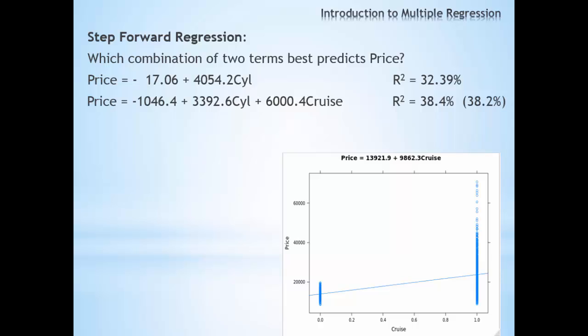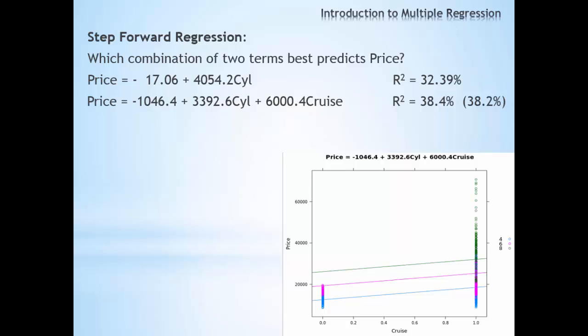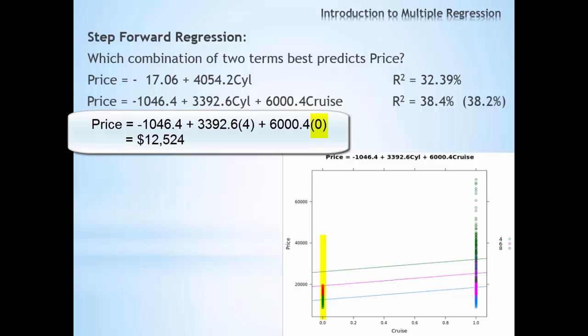The second step in step-forward regression is to find the best 2-variable model to predict price. Since cylinder was determined to be the best single-variable model, we will always include cylinder and try cylinder with the other variables in our model. For example, if we try the model with cylinder and cruise, we get an r-squared of 38.4% and an adjusted r-squared of 38.2. So in essence, what this model is doing is using both cylinder and cruise to predict price. And if we look at this graphic, we see that if we use 0 for cruise and 4 for cylinder, we can predict the price of the car.